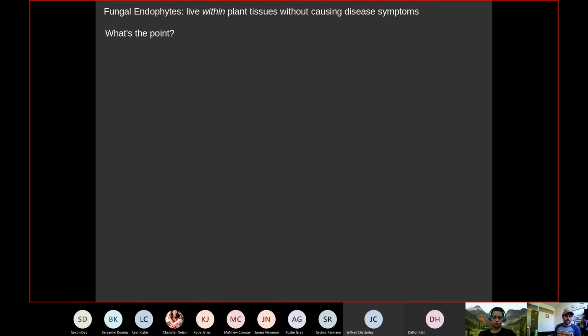So endophytes, fungi or bacteria, but we're talking about the fungi here. Fungi living inside of plant tissues, not causing disease. What's the point of them? What are the plants getting out of it? What's the fungus getting out of it? Any guess? Just a quick guess. Fungus is getting nutrients, right?